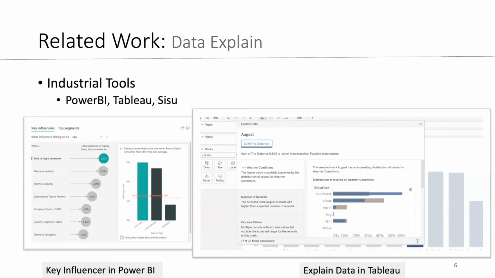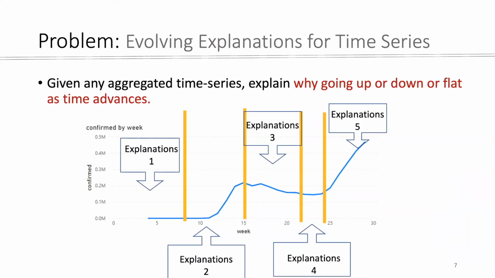The left figure shows Key Influencers in Power BI, and on the right side is the Explain Data feature in Tableau. For instance, in Tableau, it wants to explain why the sum of trip distance, 8,800 in August, is higher than expected, and it found that the higher value is partially explained by the distribution of values for weather conditions. Till now, the data explanation tools we have looked at in the related work are all about two sets.